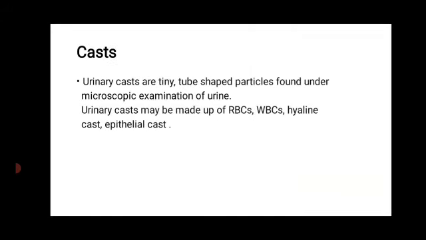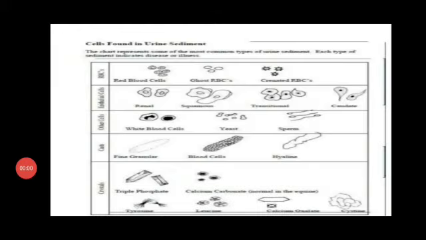What is a cast? Urinary cast. Urinary casts are tiny tube-shaped particles found under microscopic examination of the urine. Urinary casts may be made up of RBCs, WBCs, and hyaline casts or epithelial casts. These are the different types of casts you can see under microscopic examination of the urine.